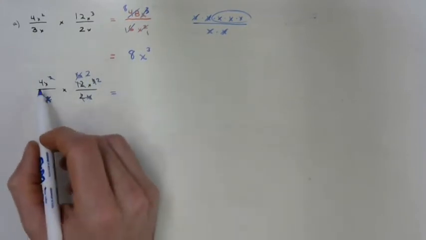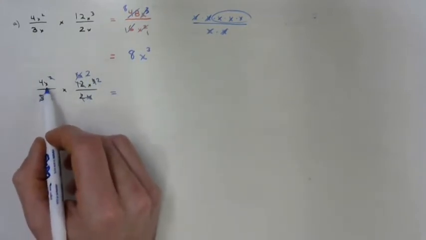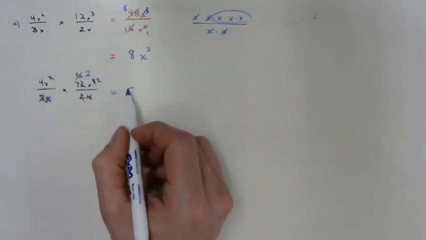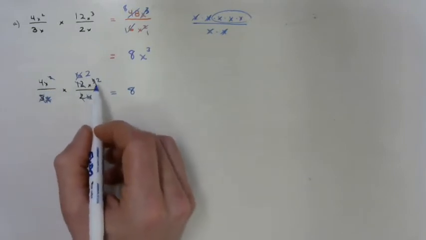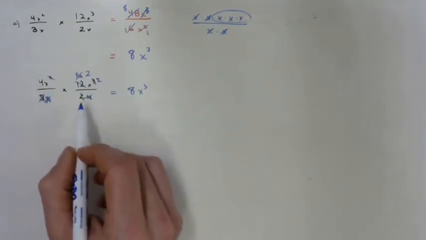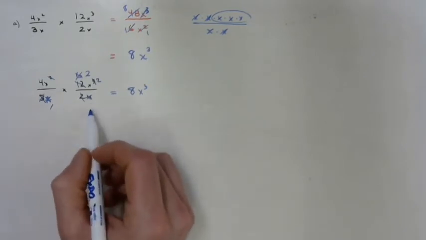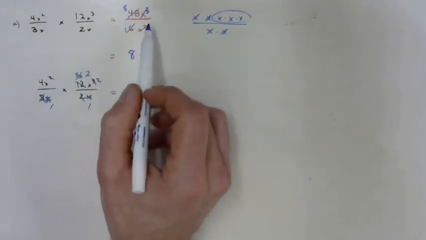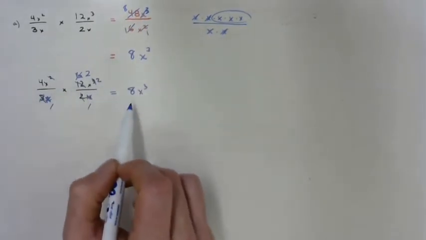And then I can multiply. So now I have 4 times x times 2 times x squared. 4 times 2 is 8. x times x squared is x cubed, and there are no factors except for 1 left in the denominators. Okay, so you can multiply and then cancel, or you can cancel and then multiply.